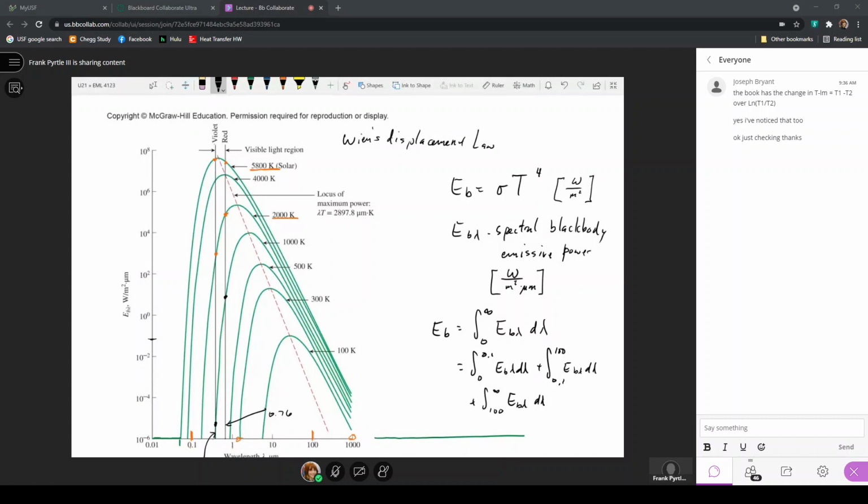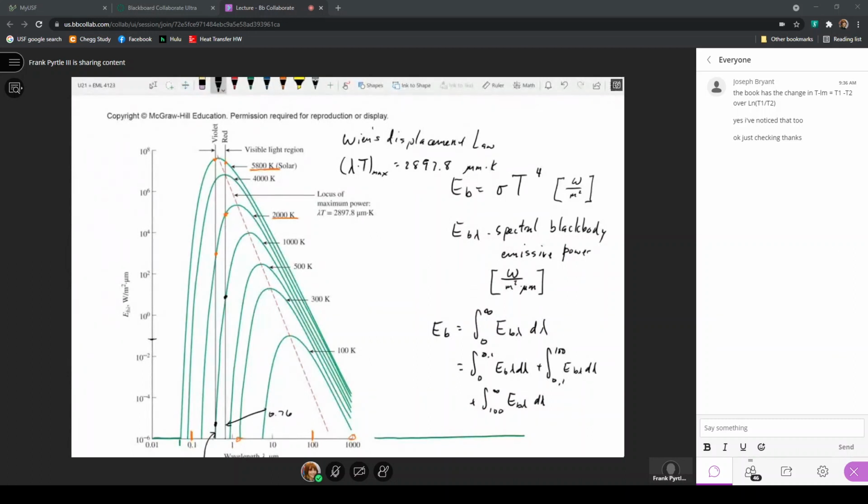It just says that lambda max times T, which says where the maximum black body spectral emissive power will land, lambda times T is equal to 2,897.8. And this is micrometer Kelvin, as this is just a wavelength times a temperature.